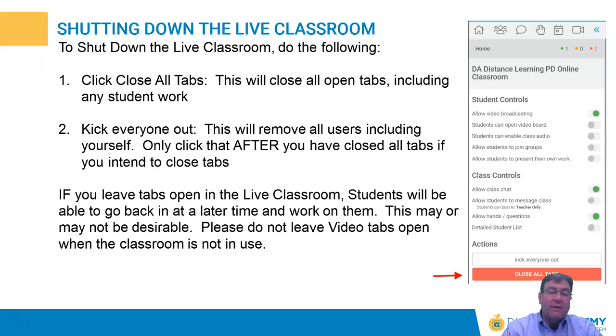When you want to shut down the classroom, you need to do two things. First, you can click Close All Tabs, which will close all tabs, including any open student work. You'll want to notify your students that they should save their work before you do that. Kick Everyone Out removes all users, including yourself. Only click that after you have closed all tabs.